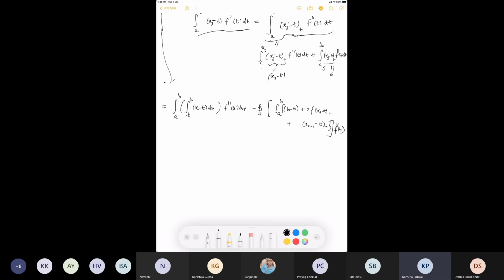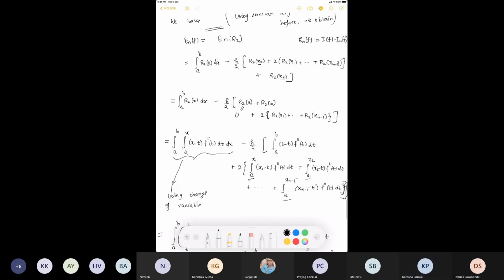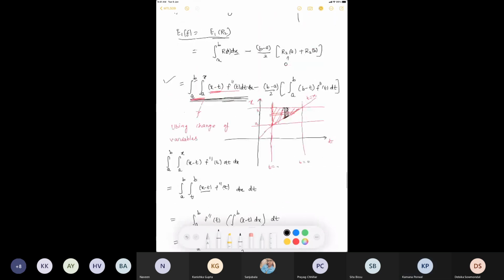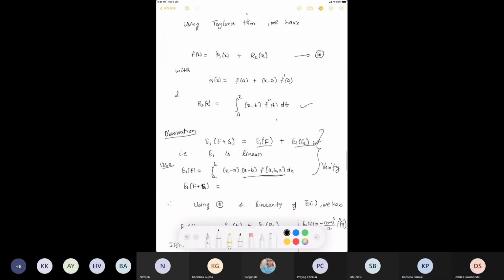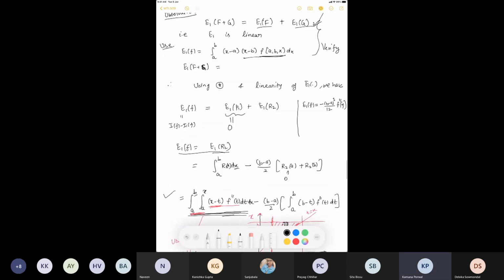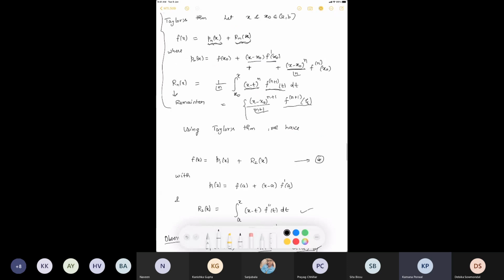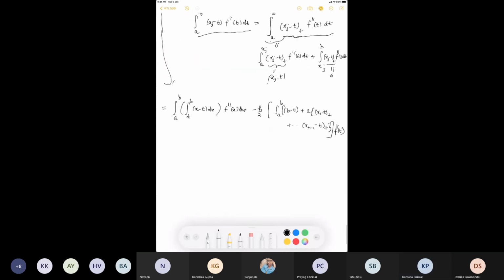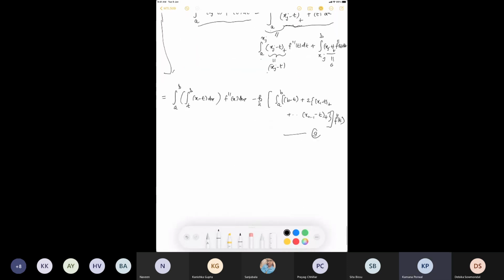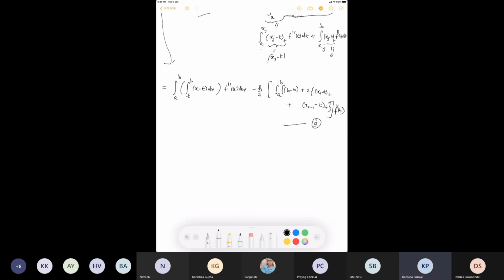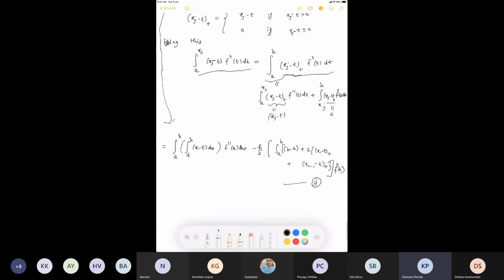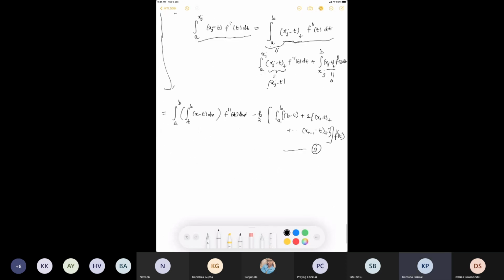Let's give it an equation number. I think I lost track of the equation numbers. 8. So this is 9. Sorry, we had dt here also.